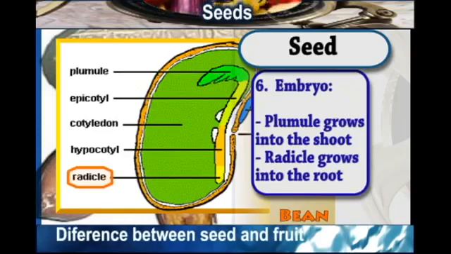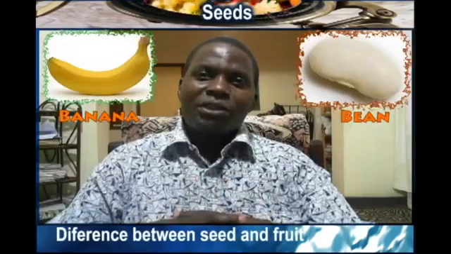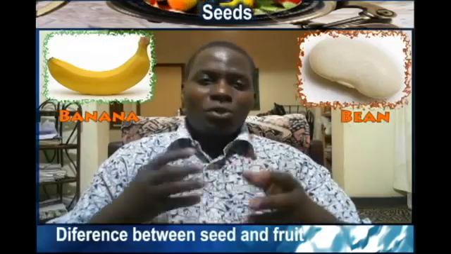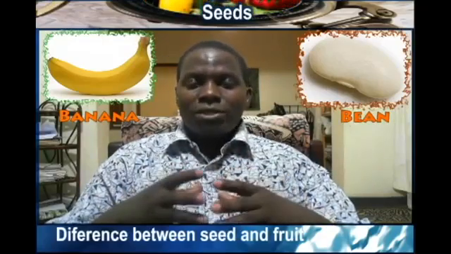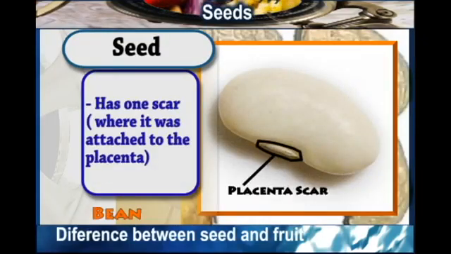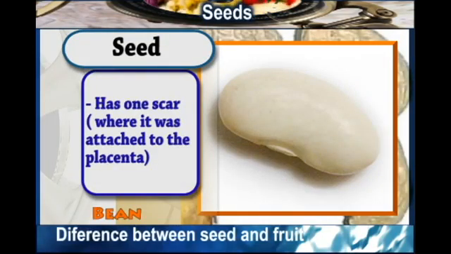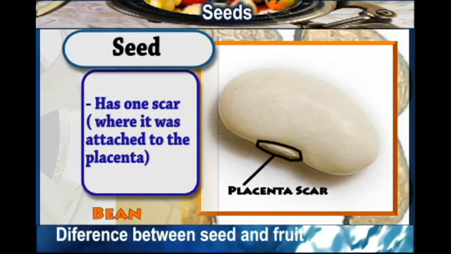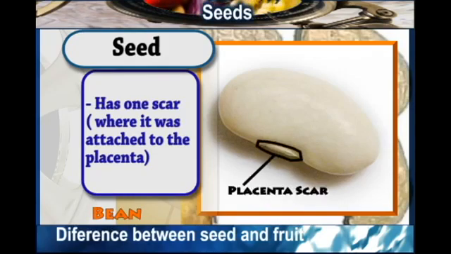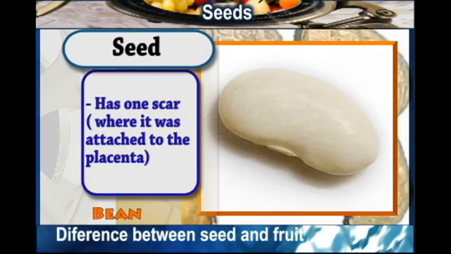Now we want to talk about the difference between seeds and fruit. How can you know that this is a seed and this is a fruit? A seed has one scar. If you look at the seed, it has only one scar, and the scar is where it was attached to the placenta. That is a seed.